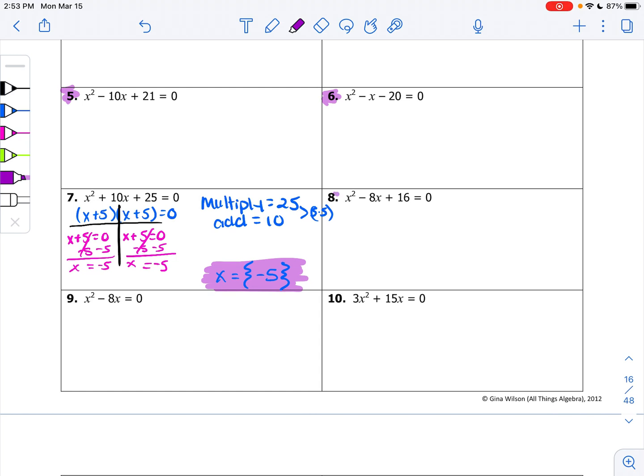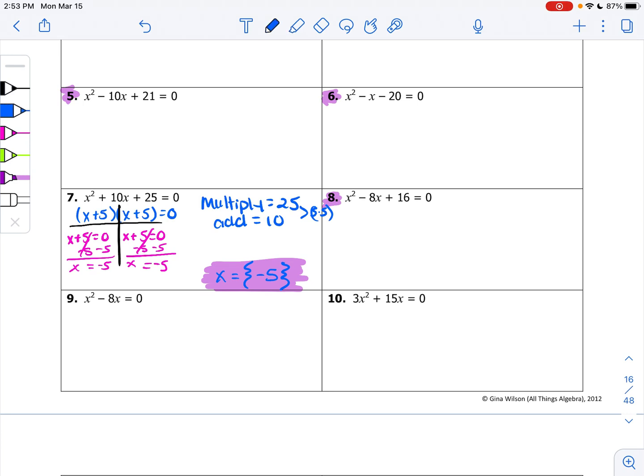Go ahead and highlight number 8, and let's look at number 9. So again, number 9 is already set equal to 0. But when we look at the left side and we look at how we're going to factor it, we need to factor out a greatest common factor first.